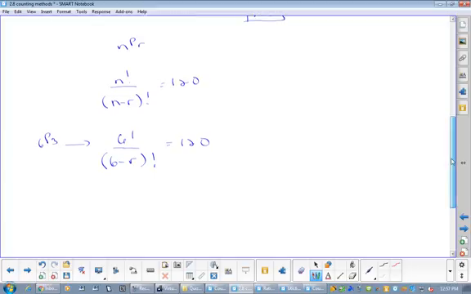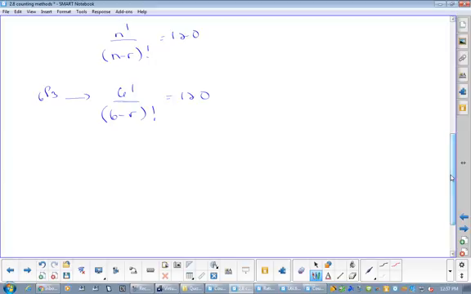So maybe you're not seeing that 6PR. So then you're not going to be guessing. But I'm going to show you something really quick. You can actually put this into your calculator, and this equals 720. So it's 720 over 6 minus r factorial equals 120.